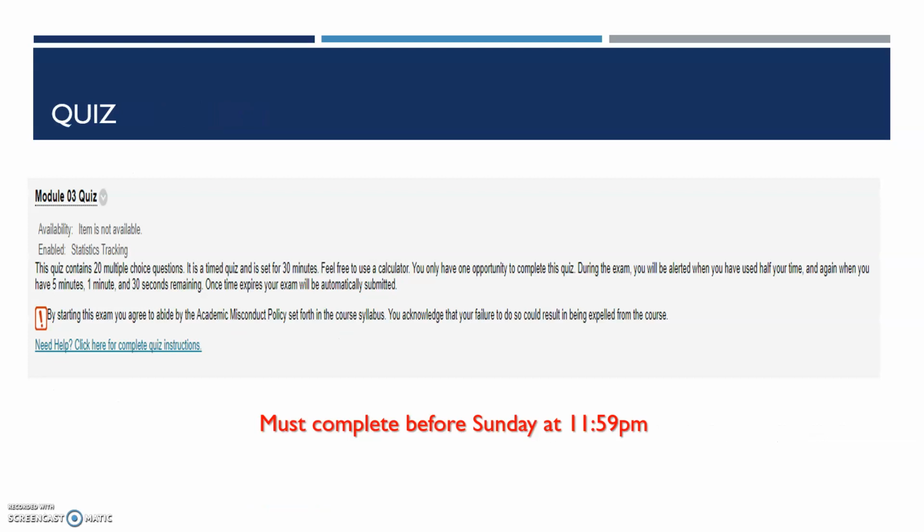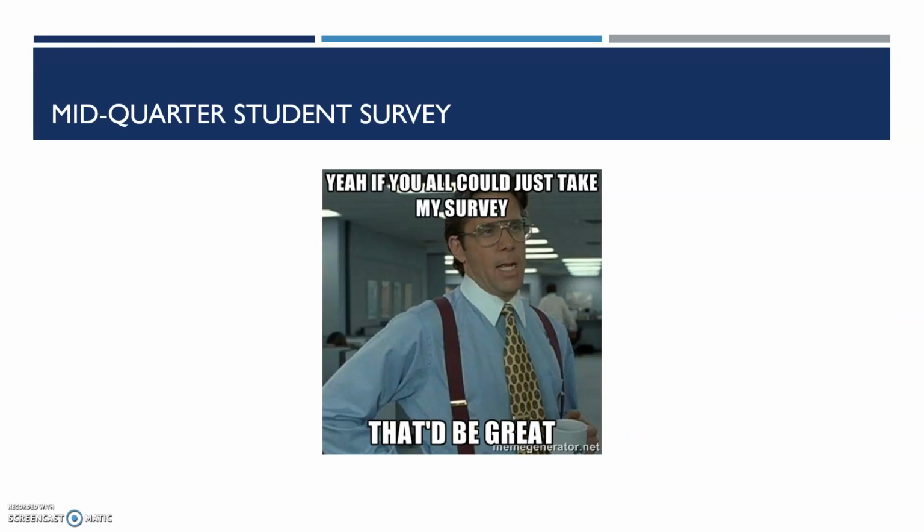The very last part is your quiz. Again, another 20-point quiz. It's only on this module. It does not contain any from the previous 2 modules, so that should make it easier if anybody wants to worry about studying. Remember, you do need to complete it before Sunday at midnight to get full credit. This is the only thing during the week that you need to complete on time.